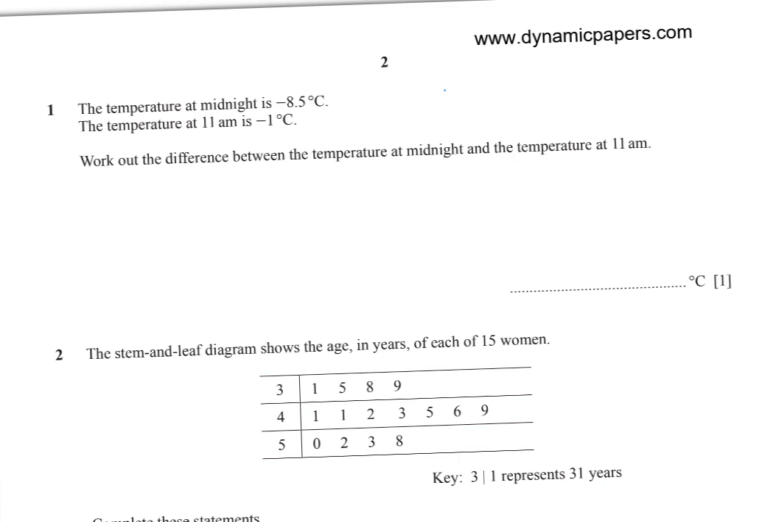Number 1. The temperature at midnight is negative 8.5. The temperature at 11 a.m. is negative 1. Work out the difference between the temperature at midnight and the temperature at 11. Difference, so subtract the greatest number minus the smallest number. So negative 1 minus negative 8.5 equals 7.5.